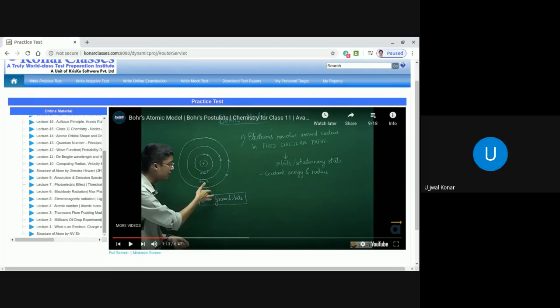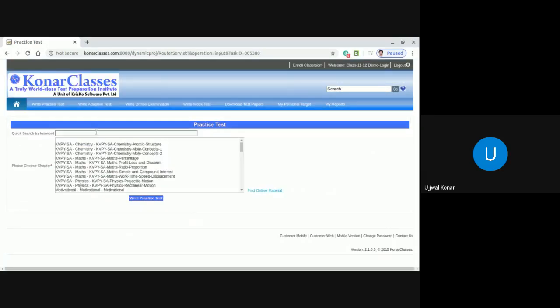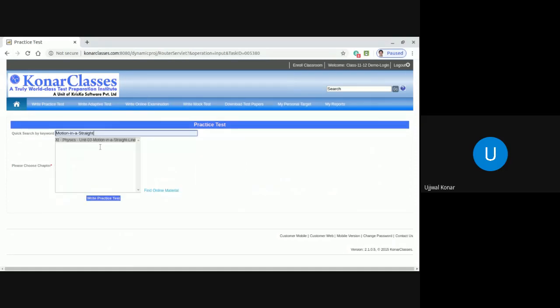Similarly, you can search for any topic, or if you find that there is any topic you are not able to get, then you can let me know, and I'll help you to find it out. Okay, this is one thing. The same thing is there for physics. Suppose motion in a straight line, for example.